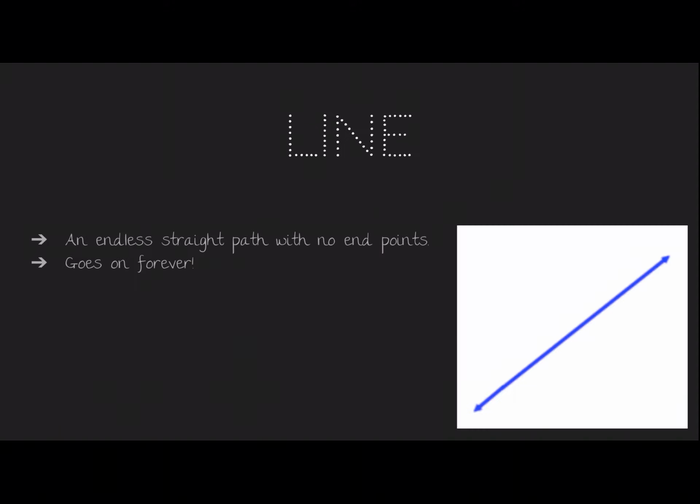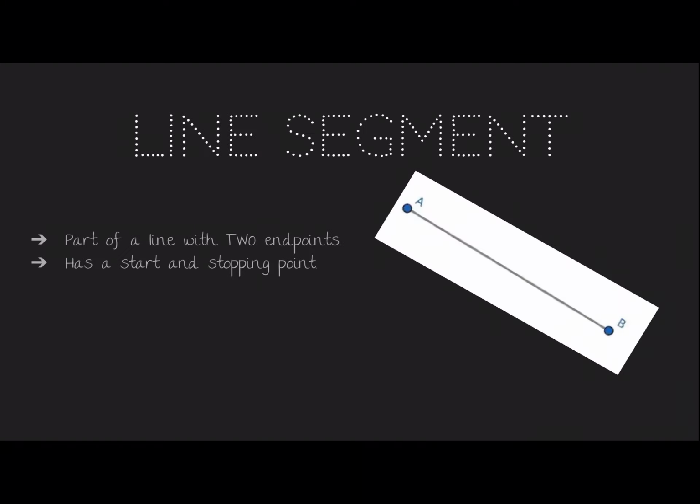The next one is a line. A line is an endless straight path with no endpoints. It goes on forever in both directions. That line goes on and on forever, which is why those 2 arrows are there to signify that. There's no point on them to signal a stopping point, like you see with the line segment. A line segment is a part of a line with 2 endpoints. So it has a starting point and a stopping point. It might start at A and stop at B, or it could start at B and stop at A.